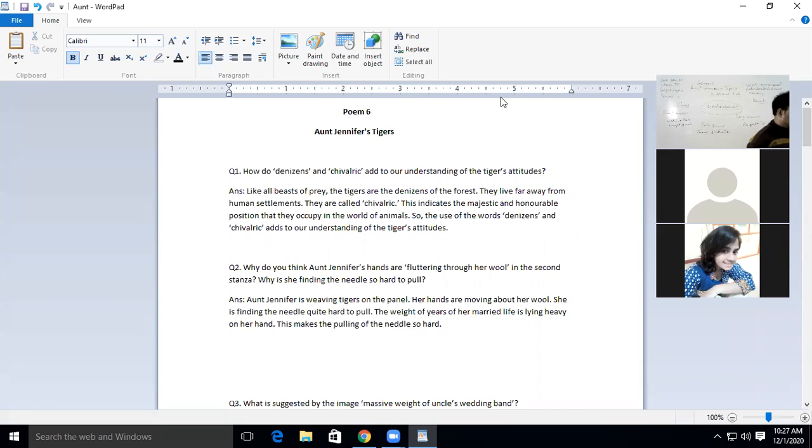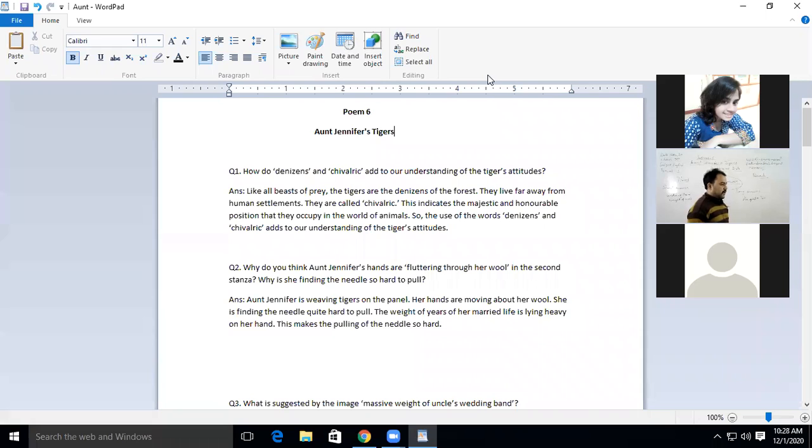So we can discuss the questions and answers. You can understand one by one. Okay. So first one is for you. The answers are only for your help. You can speak the answer in your own words. First one is, how do denizen and chivalric add to our understanding of the tiger's attitude? What do we understand about the tiger's attitude through the usage of two words, that is chivalric and one more is denizen? Yes, Prakshal.